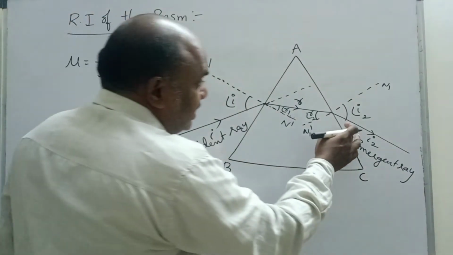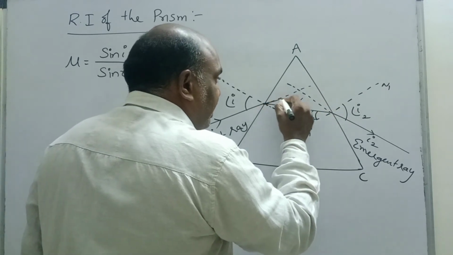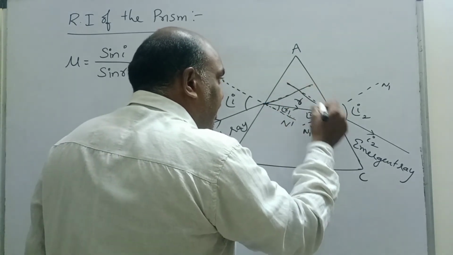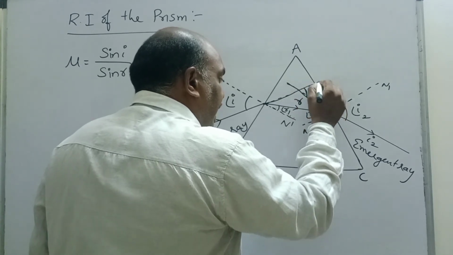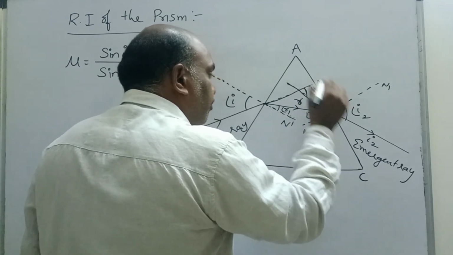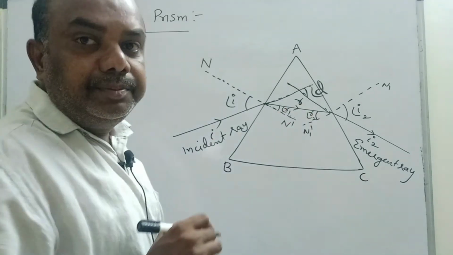Now, if you extend this emergent ray, there will be some angle between the extended incident ray and the extended emergent ray. This is called the angle of deviation, angle D, or delta. In some textbooks it is given as delta or angle D.